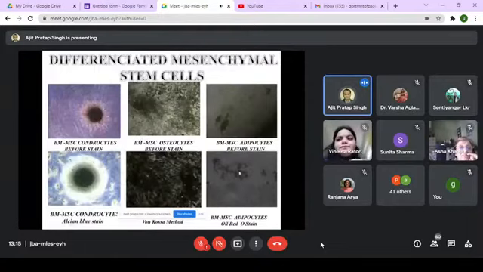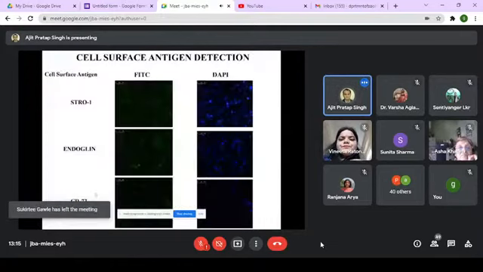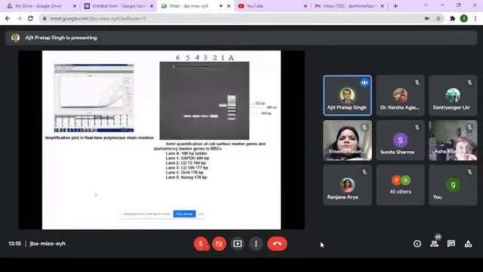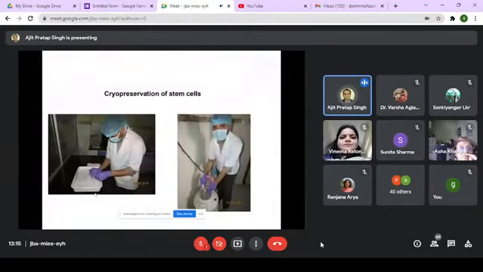These are the adipocytes, so the fat cells. This is an osteoblast, stained with the osteocytes, and this is a chondrocyte. And these stem cells are characterized with the cell surface antigen also, and with real-time PCR we do the characterization, and cryopreservation of these cells. With the help of the surgery department, we use them in the treatment of fractured bone, and we got very good results.